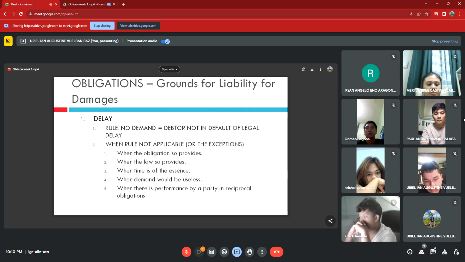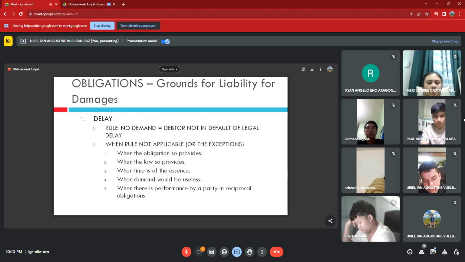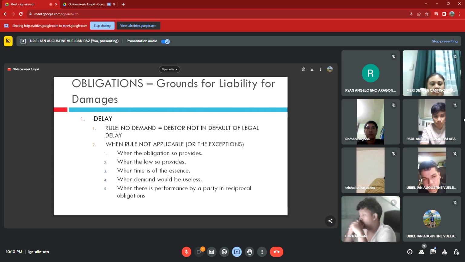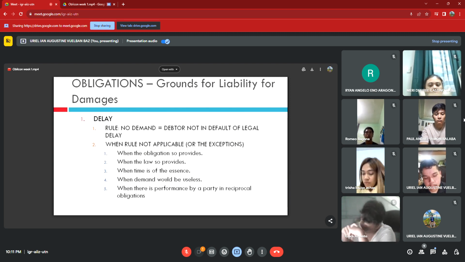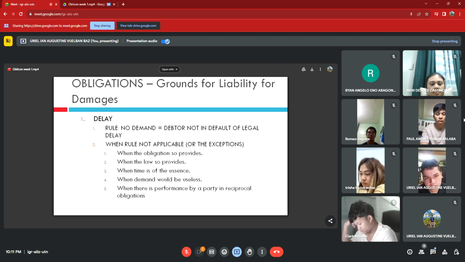Of course, when the law so provides, who can argue, if the law says that demand is not necessary, such as paying of taxes. You don't wait for the BIR to send you notices to demand that you need to pay. No. When the due date to file taxes and pay taxes comes, then you have to abide. The law says there is no demand necessary. You'll be liable for penalty or interest in case you will be late in the filing and paying of your taxes. That's part of the sanction.